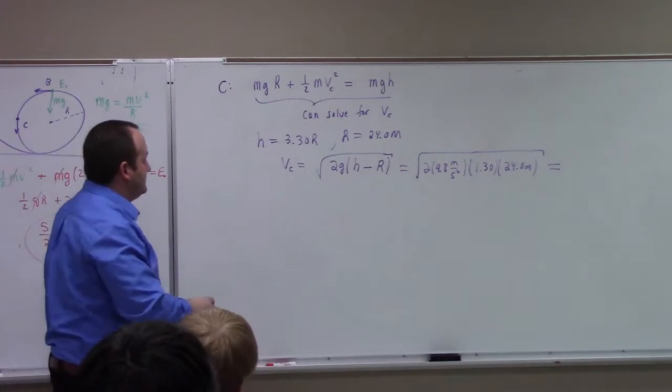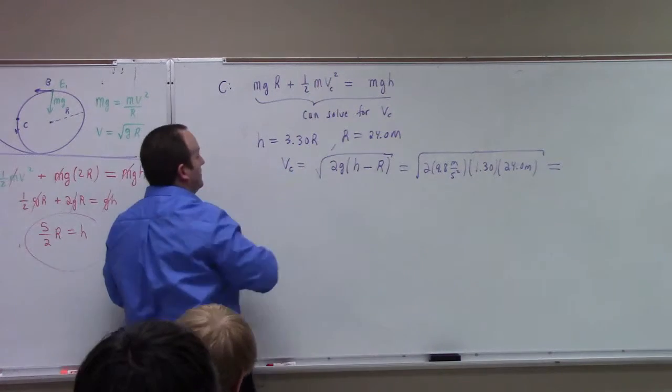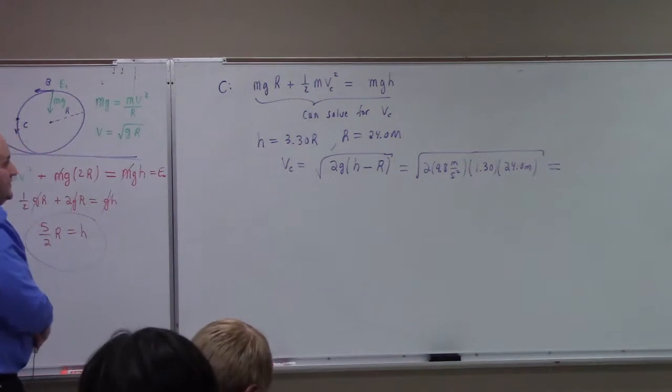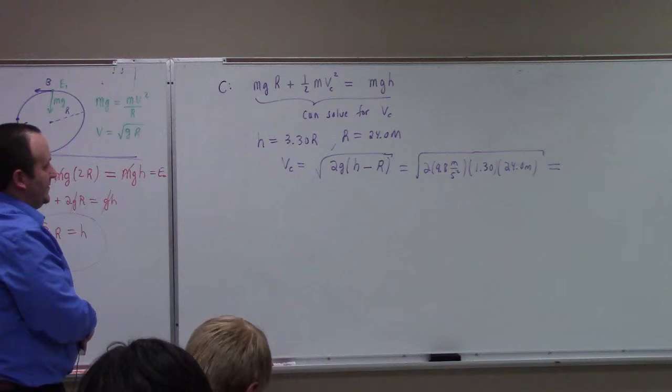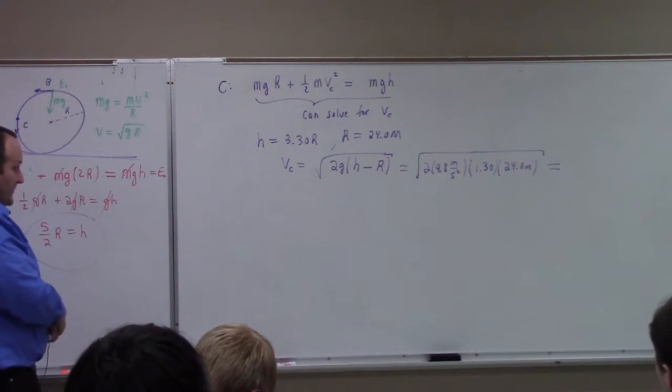See what I did there? I just solved this for v by subtracting mgr to the other side and then multiplying by 2, dividing by m. Factor out the g.